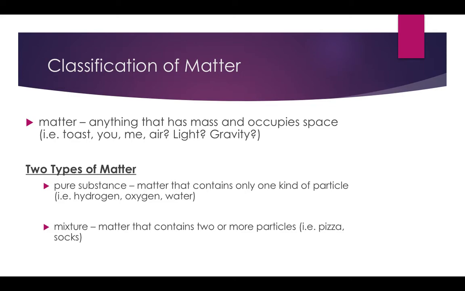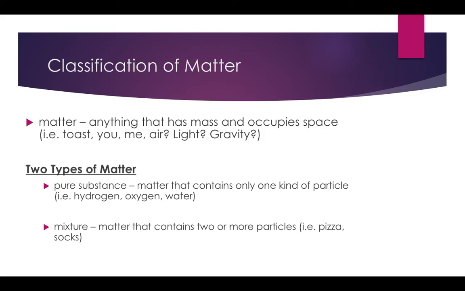So we talked about matter being anything that has mass and takes up space. Even though you can't see it, air definitely has some mass, so it would be considered matter. You, me, toast, all that kind of stuff would be matter. And then we talked about some things that definitely aren't matter, like light and gravity. Even though they exist and we definitely know about them, they don't have mass and they don't take up space, so we consider them not to be matter.